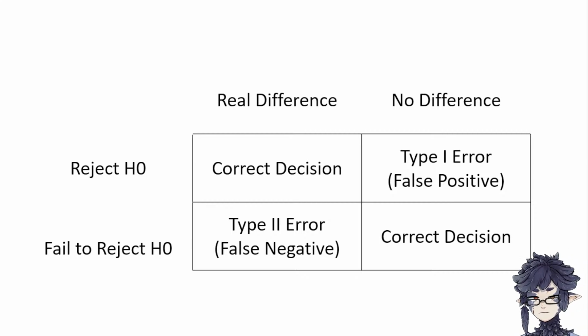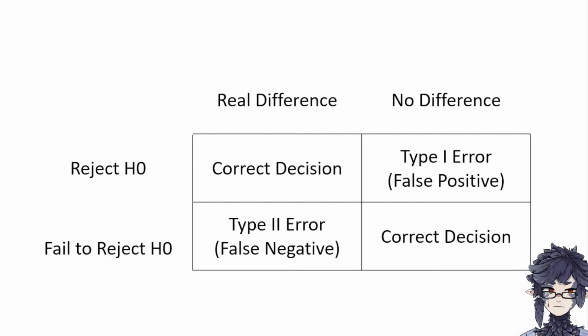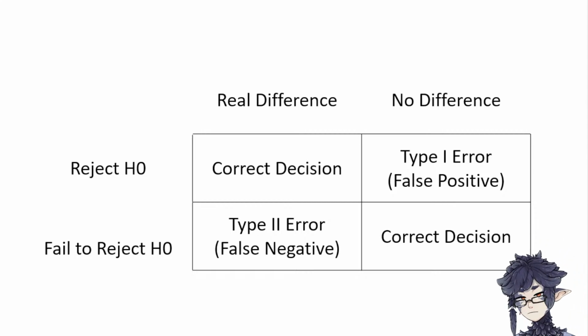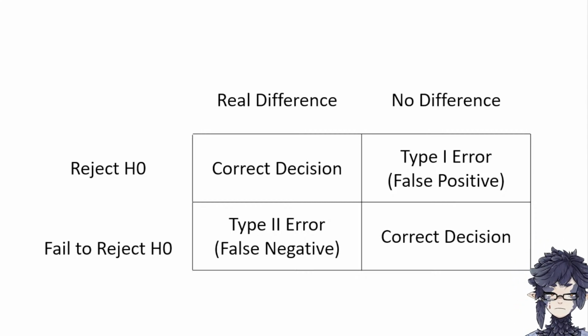If you reject the null, but there's nothing going on, that's a false positive, a type 1 error. If you fail to reject the null, but there is something happening, that's a false negative, a type 2 error. If you reject the null and something's happening, good job, you're right. If you fail to reject the null and nothing's happening, good job, you're right. There we go. So let's talk about some of the perils of type 1 error.